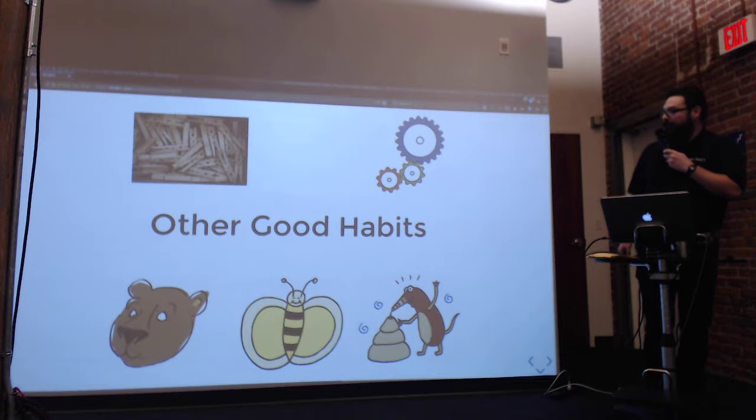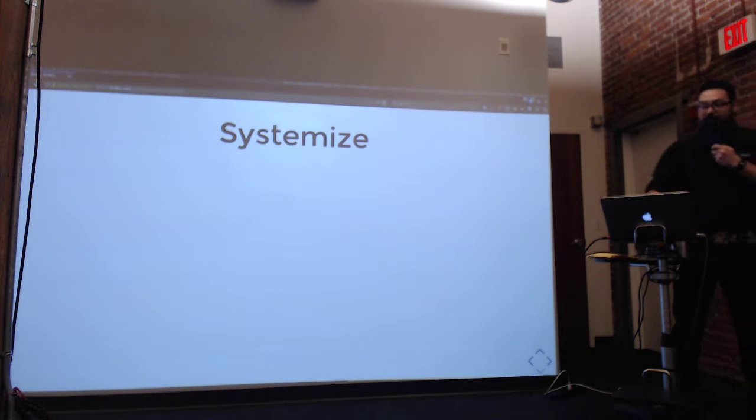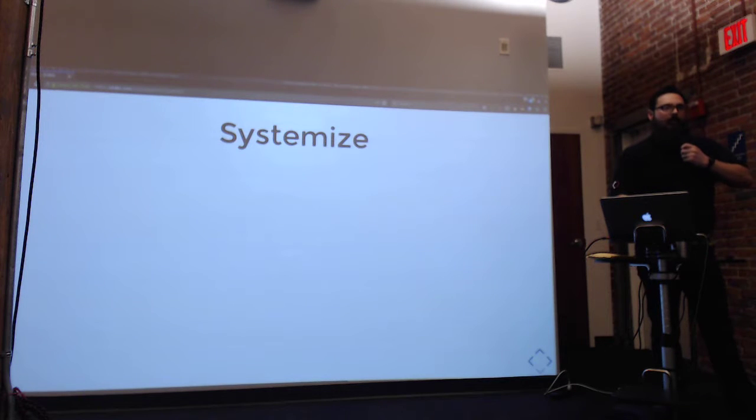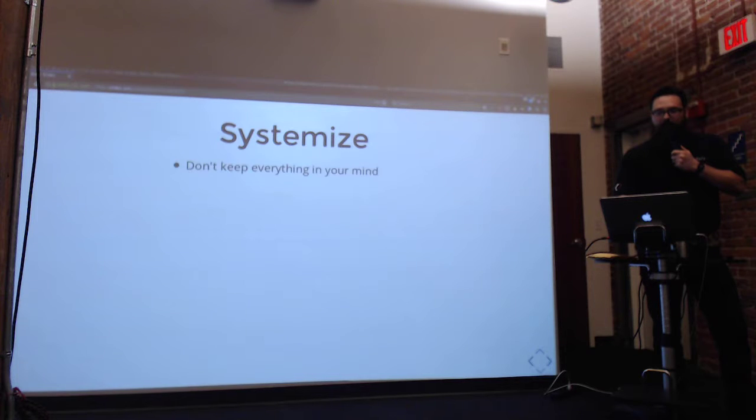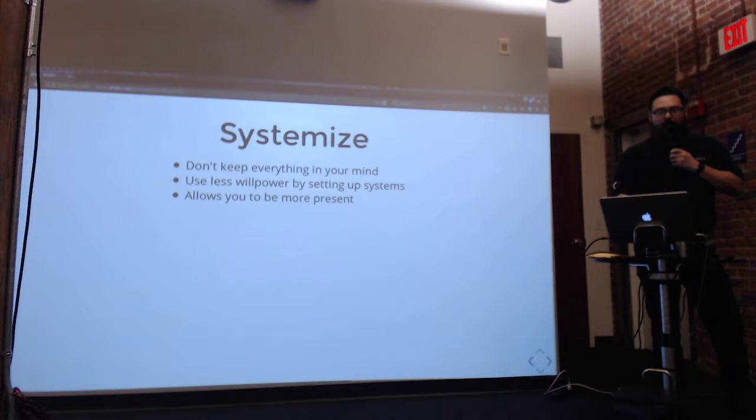Talk about some other good habits now, not go into so much depth. Didn't know what to do for the slides, so I just put a bunch of funny stuff. Systemize. Don't keep everything in your mind. If you are saying, yeah, I'm going to have to remember to do these things, you're using up RAM, and you're not able to be fully engaged with what's going on. So don't keep everything in your mind. You use less willpower by setting up systems. You don't have to make as many decisions. It's great. Allows you to be more present.